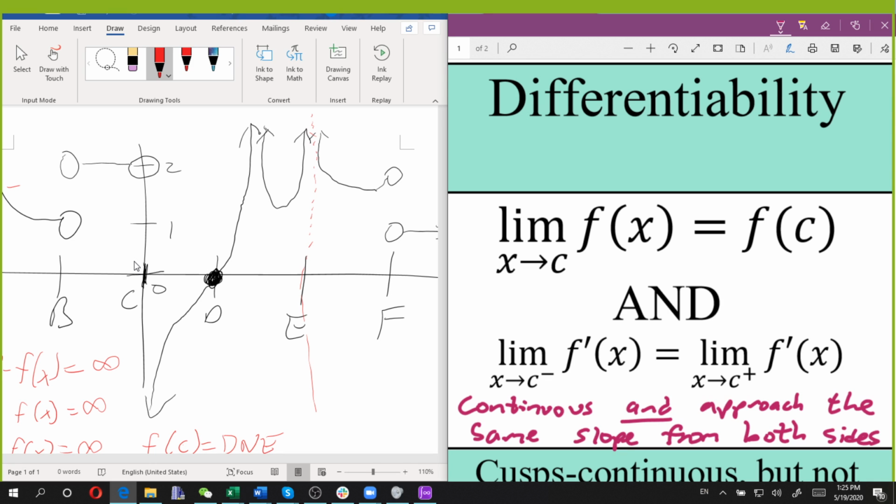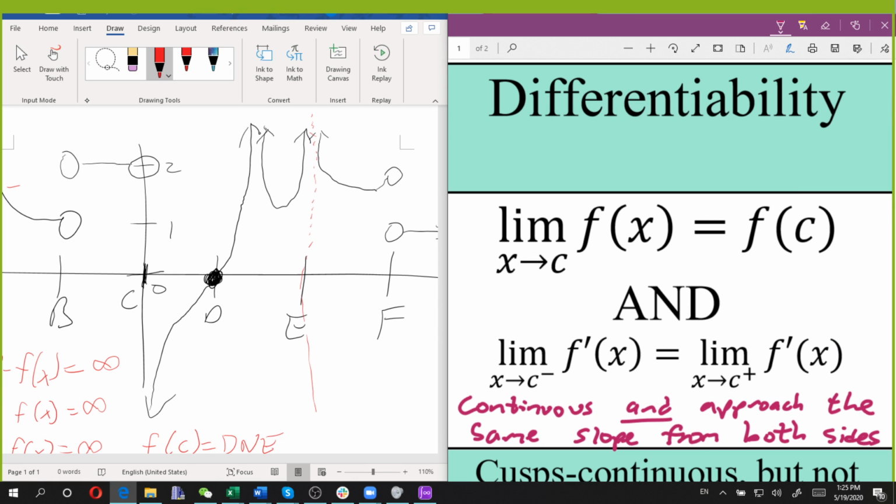So why is point C not differentiable? Okay, so for both reasons. We're not continuous. We don't have the same general limit, so we can't be continuous. And we're not approaching the same slope from both sides. From the left, our slope is 0. From the right, our slope is approaching positive infinity. So because our slope is not the same, it can't be differentiable, and because we're not continuous, we can't be differentiable.